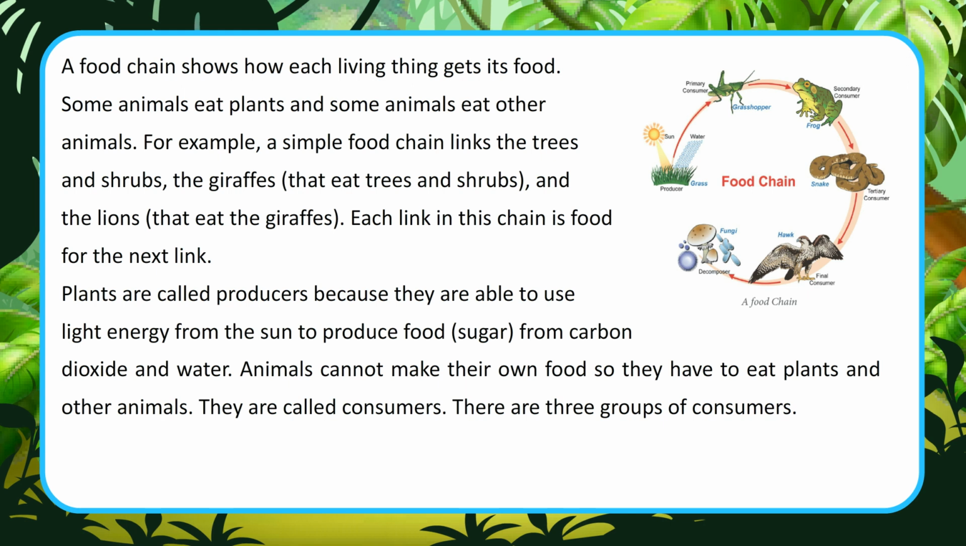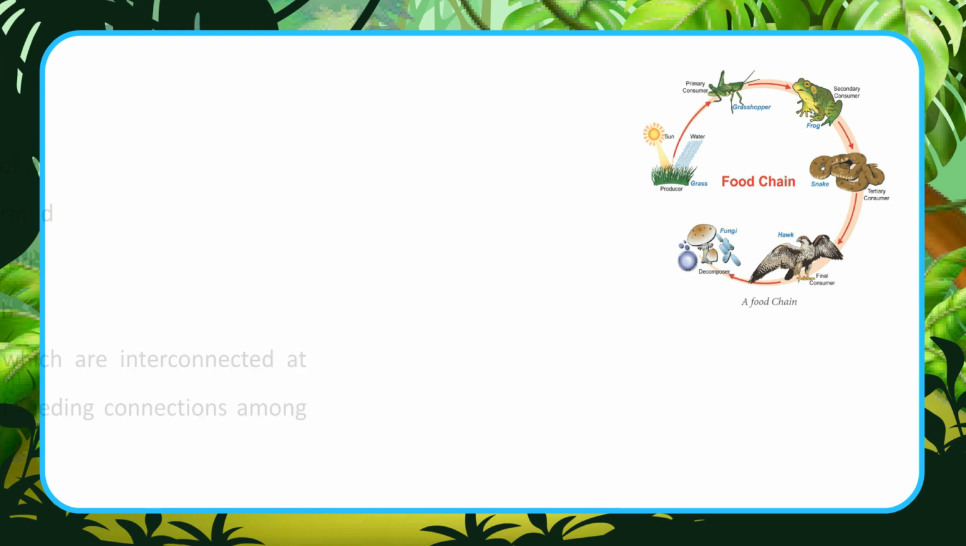Plants are called producers because they are able to use light energy from the sun to produce food, sugar, from carbon dioxide and water. Animals cannot make their own food, so they have to eat plants and other animals. They are called consumers. There are 3 groups of consumers.